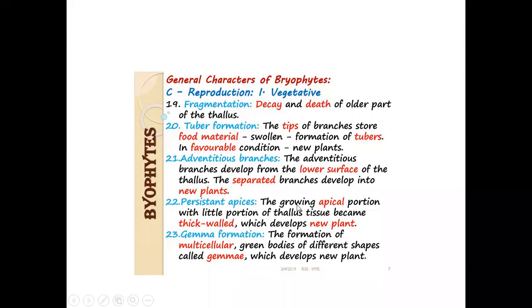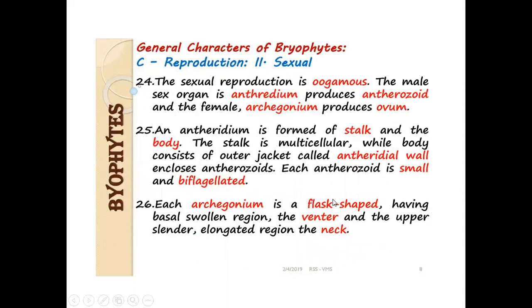Any part of a plant, if a portion detaches from the main plant, will give rise to a new plant. There are certain specialized structures in some bryophytes called gemmae. What are these gemmae? They are multicellular, green colored bodies which develop into a new plant. They develop in specialized cup-like structures called gemmae cups.